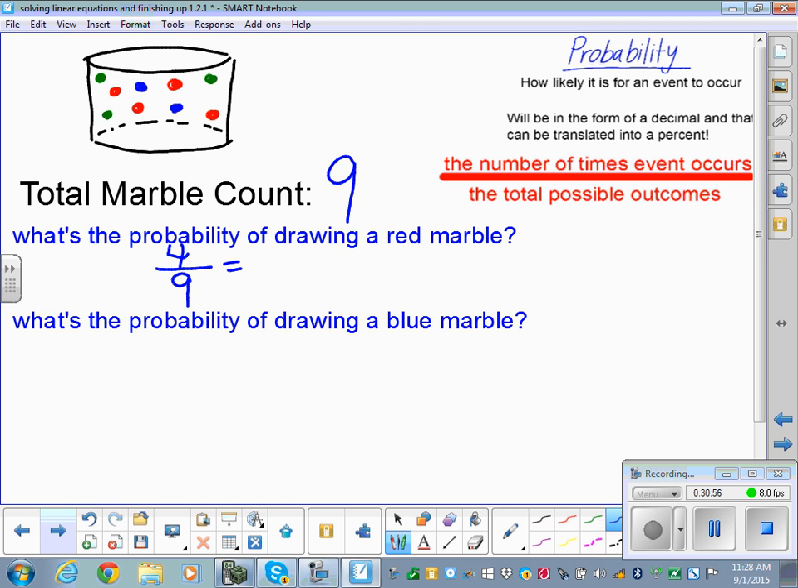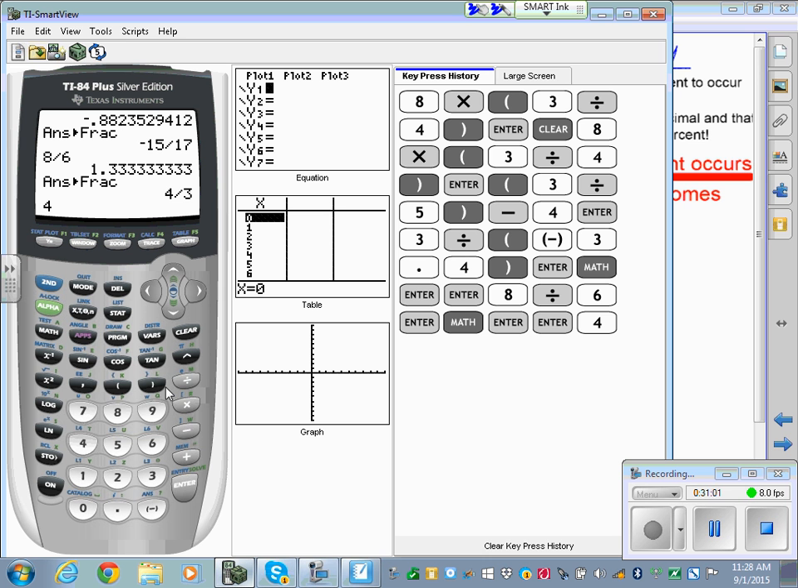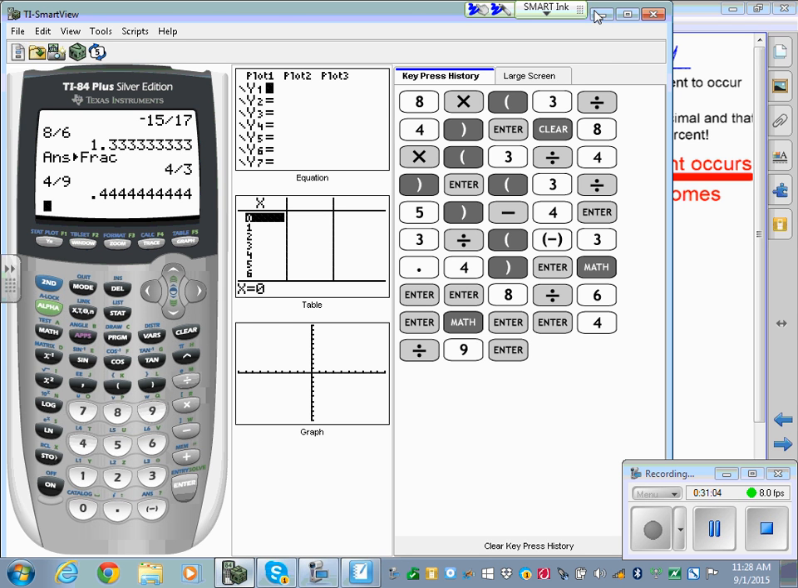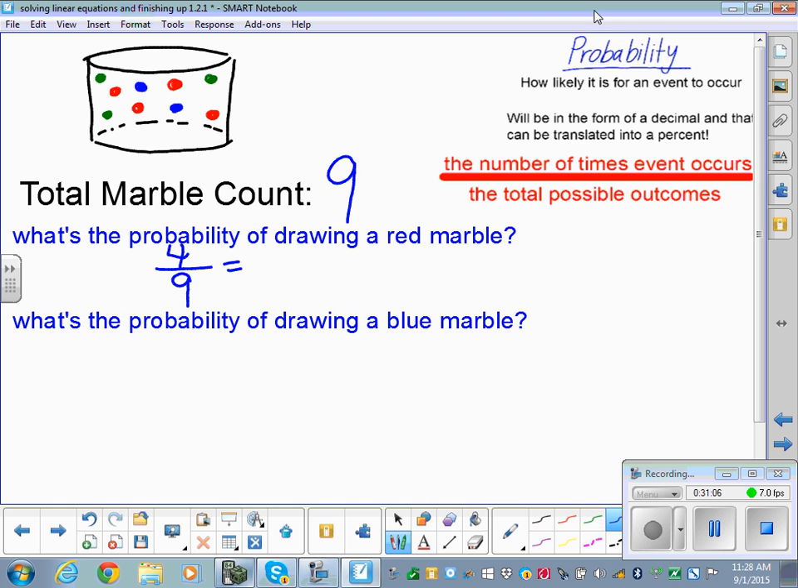So you'll take your calculator, do 4 divided by 9. 4 divided by 9, that's equal to 0.444. So that's going to be 0.44, which is equal to 44%. There's a 44% chance I'm going to grab a red marble. Any questions on that? Cool, right?